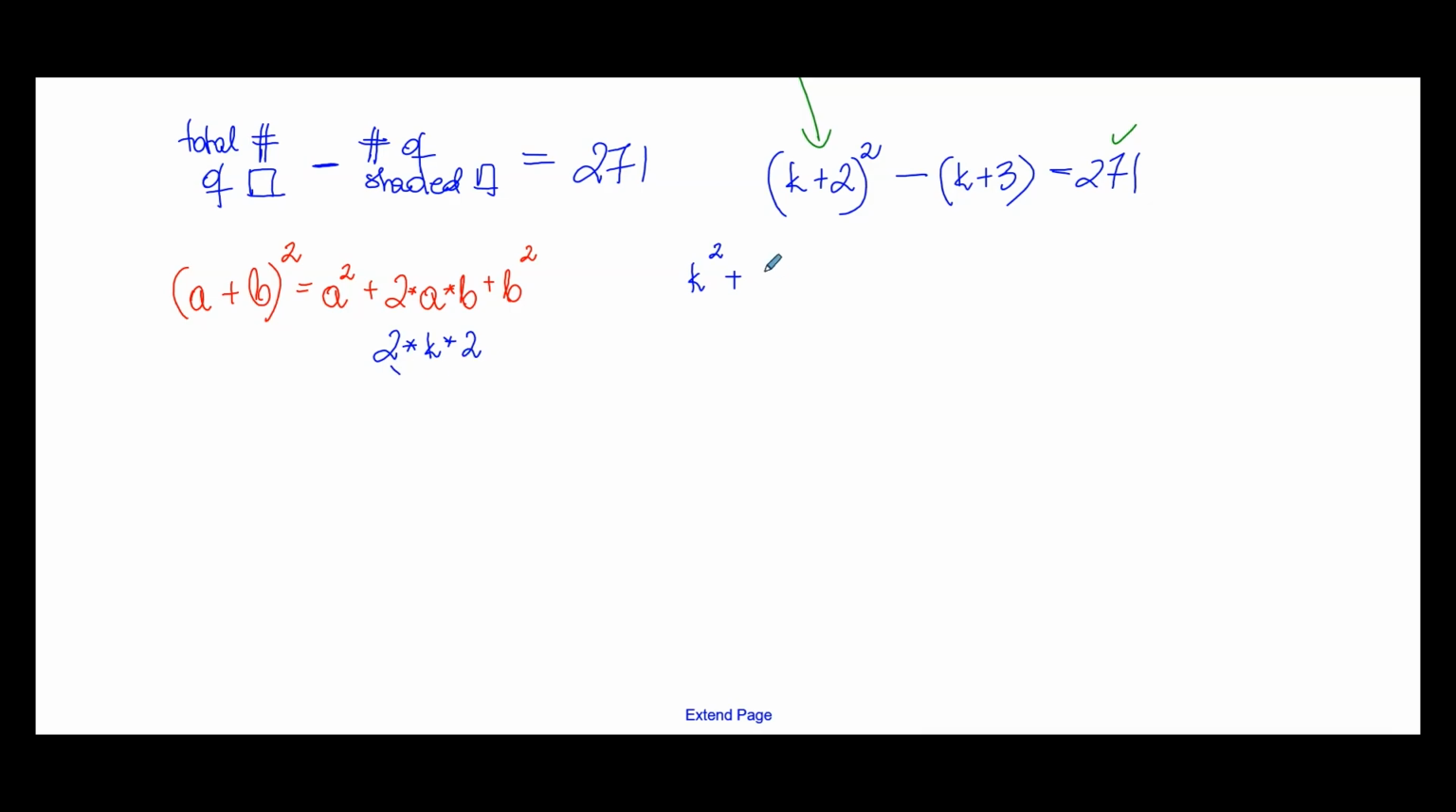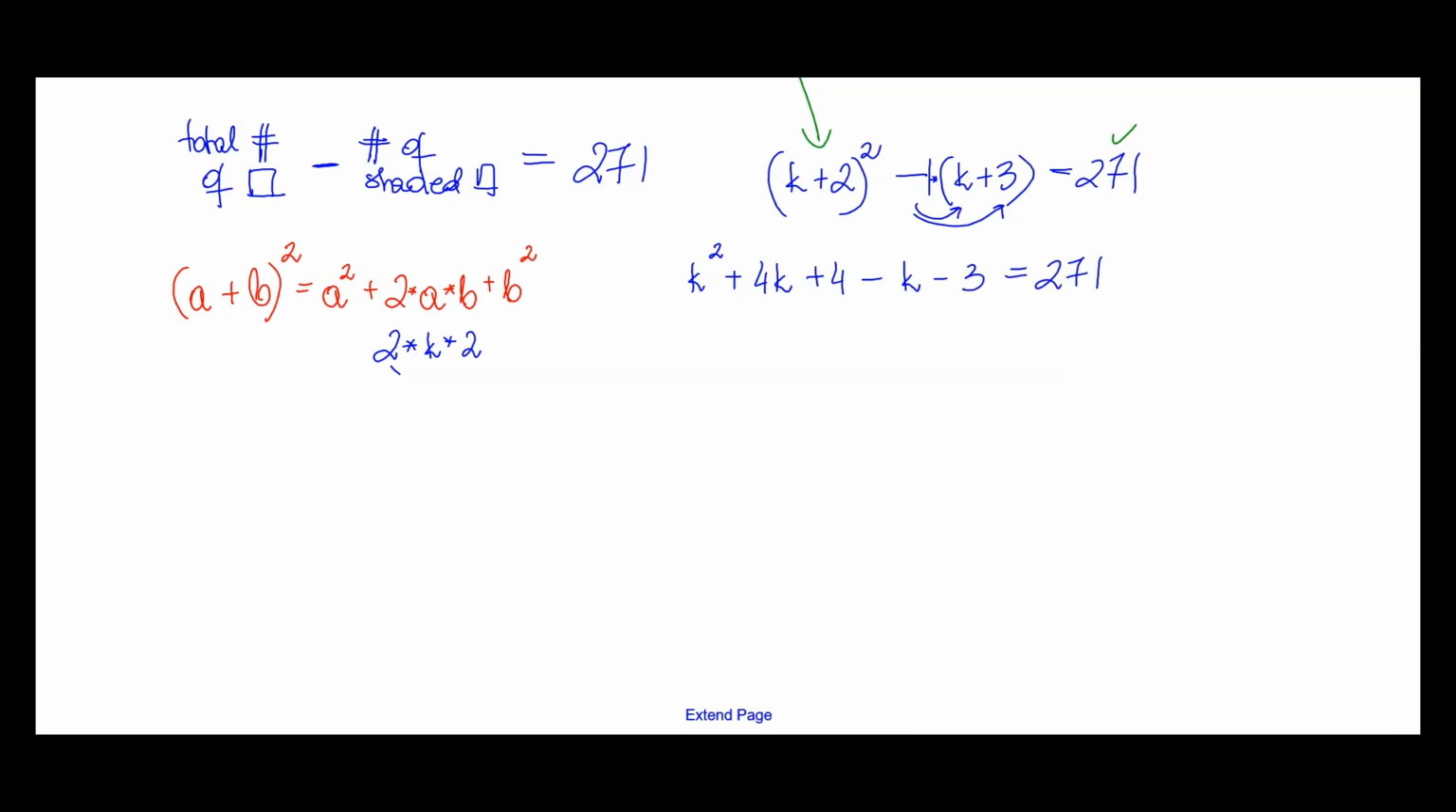So 2 by 2 is 4. That's what I can multiply k. And then second number, which is 2 to the power of 2, that's 4. And then here, minus in front of the bracket will change the sign, as if I have minus 1 multiplication. So that means both of those values will change.